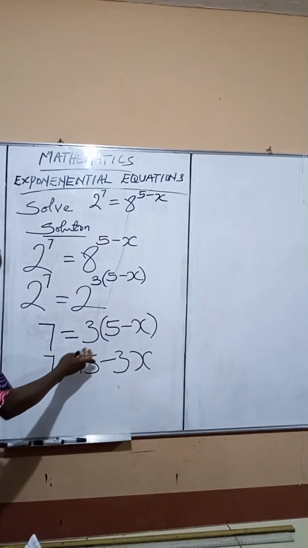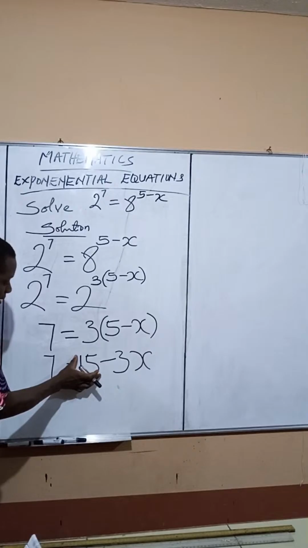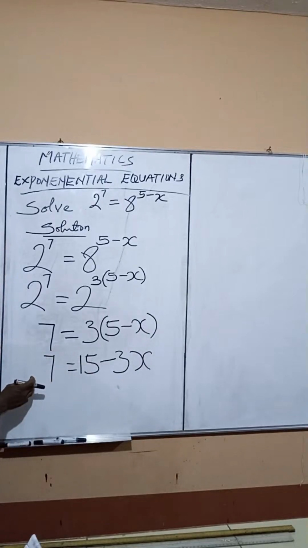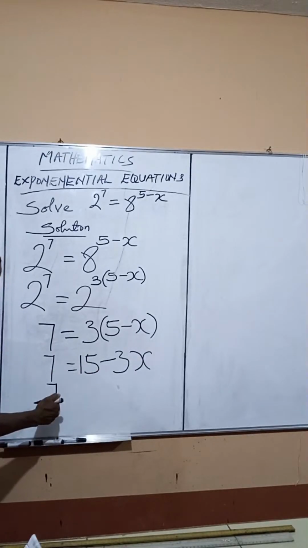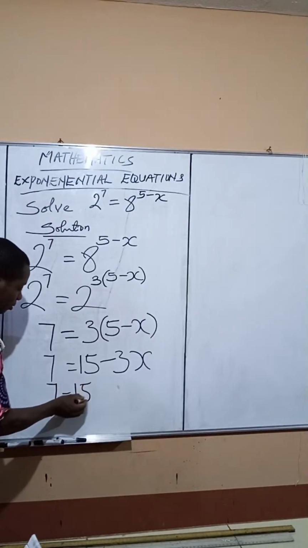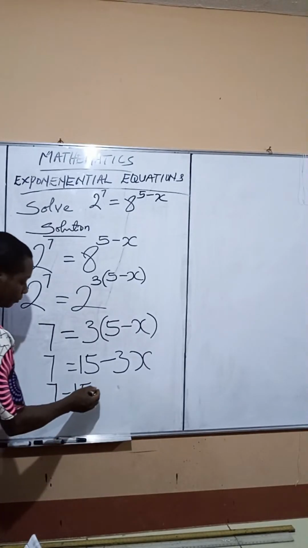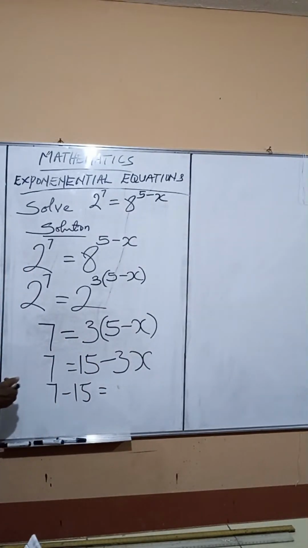So simply bring this 15 to this place. So we are now going to have 7 here. Take plus 15 to this other part. That gives minus 15, because this is plus 15. When it is crossing to this point, it becomes minus 15.